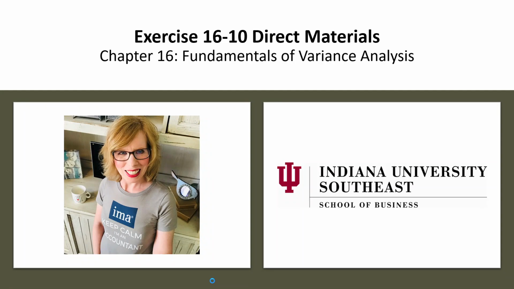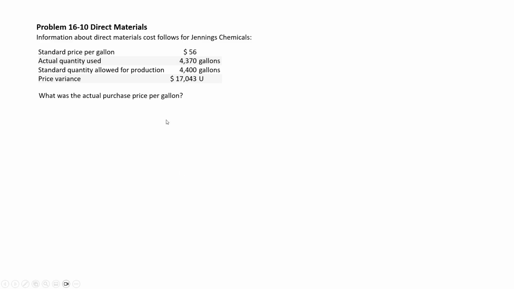In this video, I'm going to demonstrate solving for an unknown with one of our variable cost variances, and I'm using direct materials just as an example with exercise 1610. So let's jump into this. They want us to solve for what's the actual price per gallon, and they gave us some information.